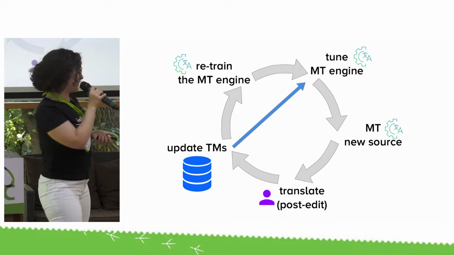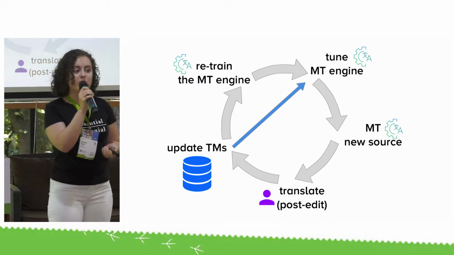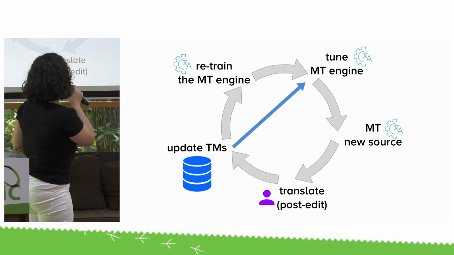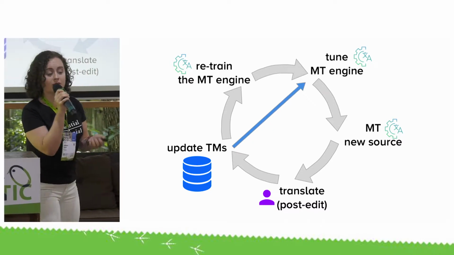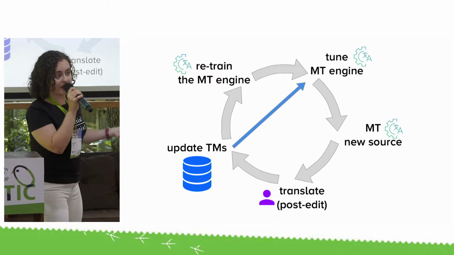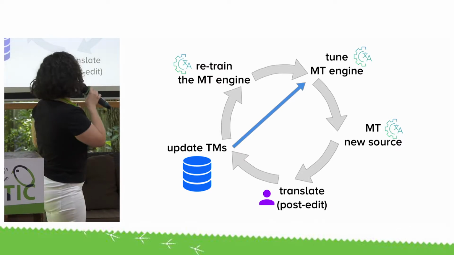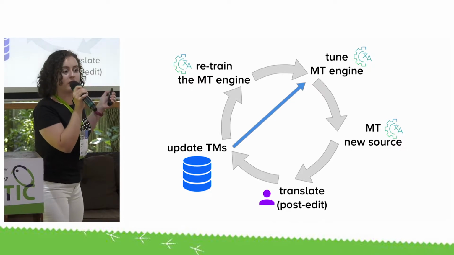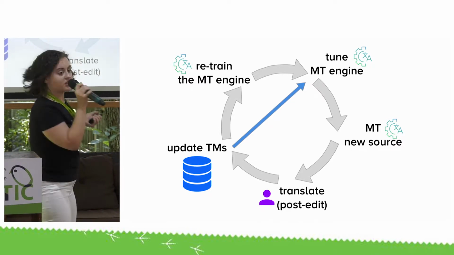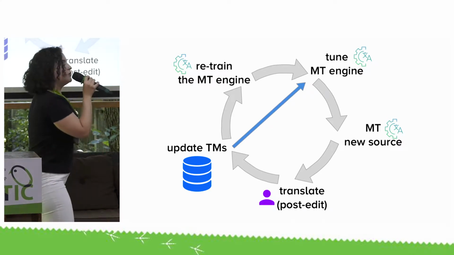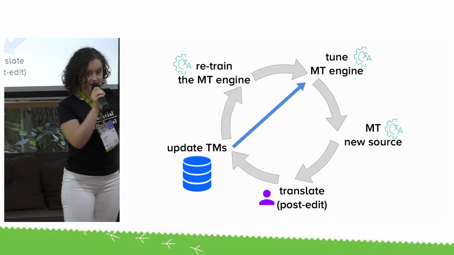It looks like this. So every time we receive human-edited language, we update the TM, and then we immediately retrain our machine translation engine because we just got new data. And then when we get a new project, we take that engine and we tune it according to that translator and that project. And then we machine translate the new source that we just got and set it for post-editing again. And the more times we do the circle, the better the machine translation becomes.